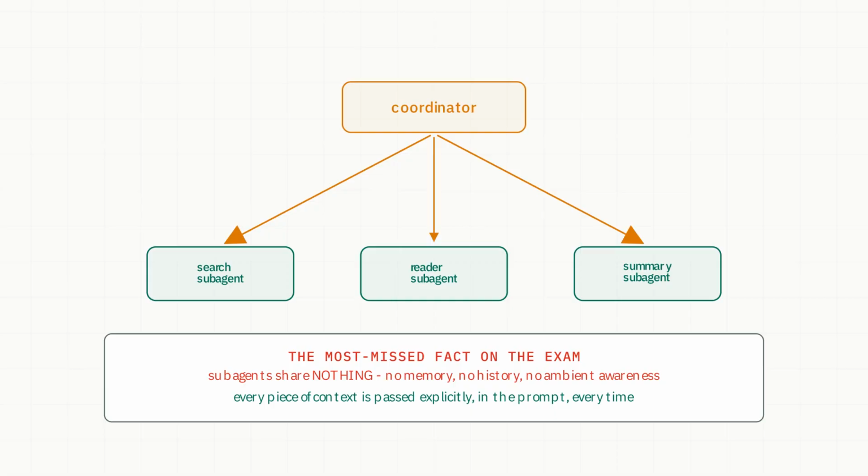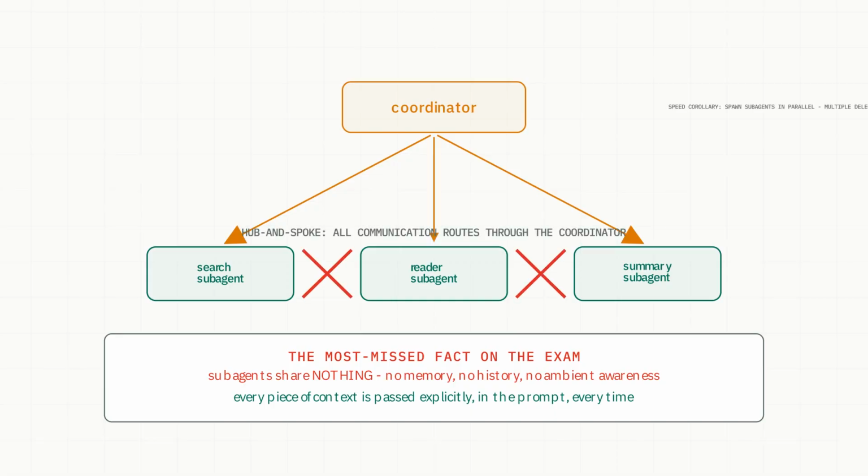And in hub and spoke, all communication routes through the coordinator; subagents never talk to each other directly. Corollary for speed: a coordinator can spawn its subagents in parallel, multiple delegation calls in a single response, rather than one slow round trip at a time.